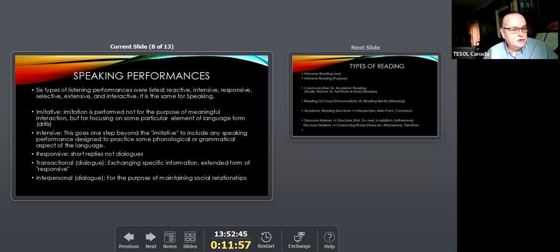Intensive. This goes one step beyond the imitative to include any speaking performance designed to practice some phonological or grammatical aspect of the language. Responsive. These are short replies, not dialogues. Transactional. Exchanging specific information as an extended form of responsive. Interpersonal or dialogue is primarily for the purpose of maintaining social relationships.